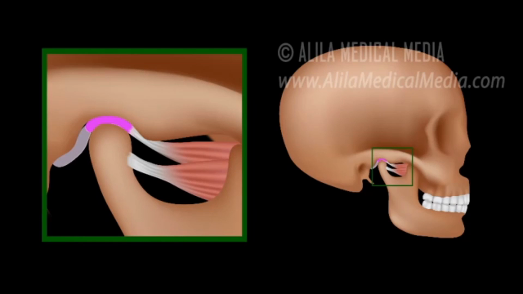The mandible is the only bone that moves when the mouth opens. The first 20 millimeters of opening involves only a rotational movement of the condyle within the socket.